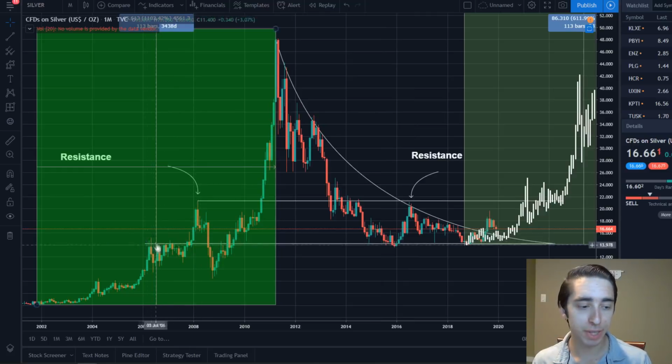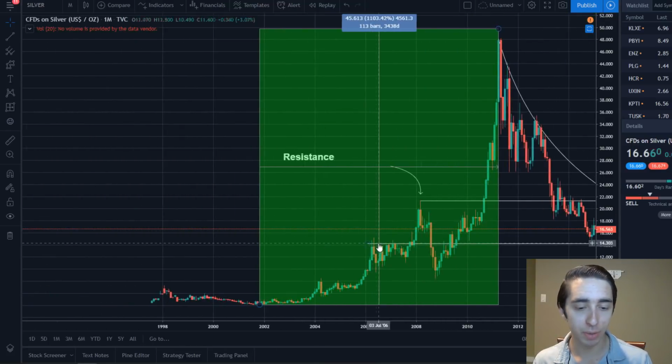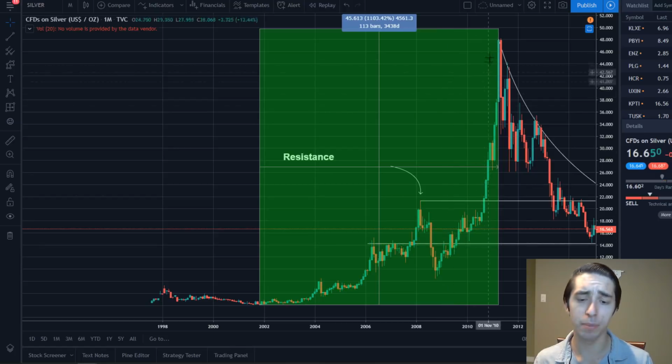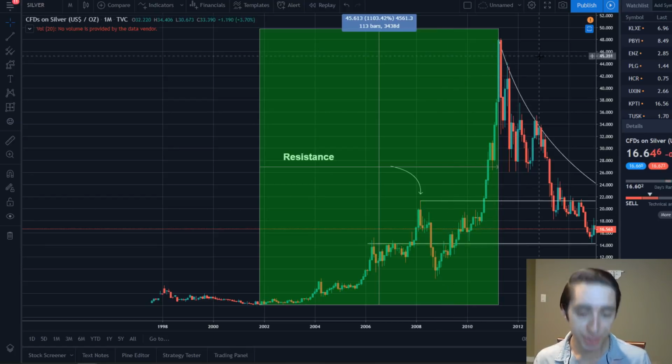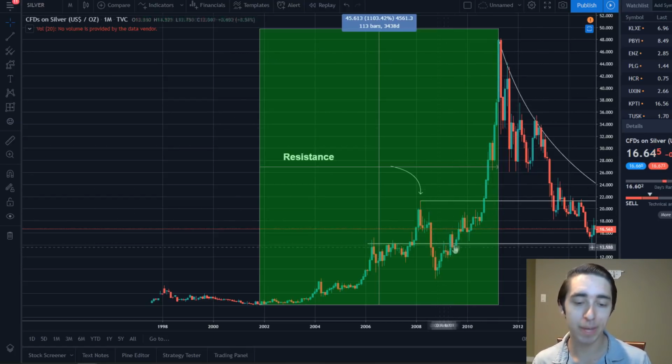All right? So we can see down here, if we take a look at this chart, that back in the previous cycle, many times silver hit resistance here back in 2006, 2007, and back here in 2009 before it led up to its rally. And this consistent resistance held down price on many occasions.